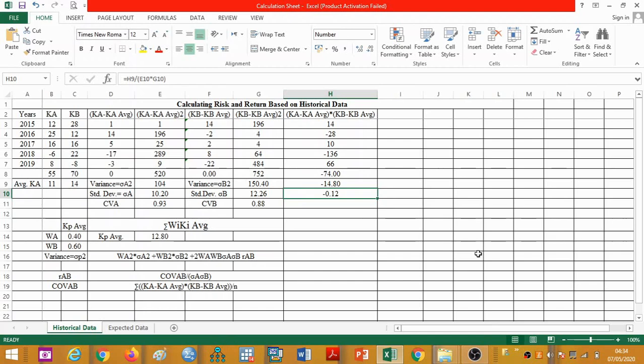In our case, the -0.12 means that when the return on one security increases by 1%, the return on the second security decreases by 0.12%. The negative sign shows that they move in the opposite direction. It also means that if the return on the first security decreases by 1%, the return on the second security increases by 0.12%. That is the correlation coefficient. So once we have this value as well, now we can calculate the standard deviation of the portfolio.